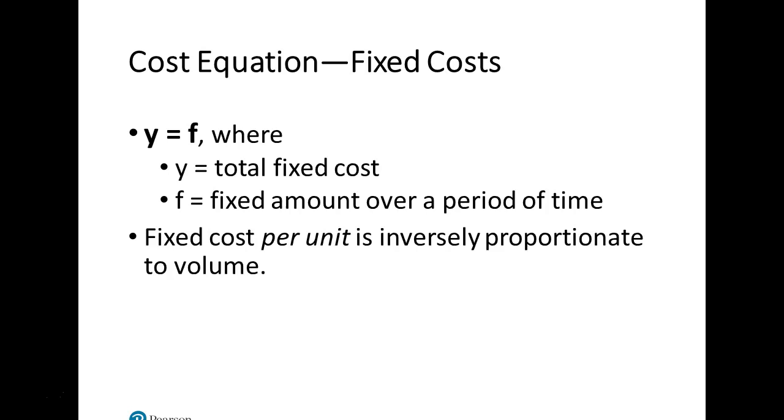Again, these equations are not very hard because they really make sense. We want to know what our fixed costs are. Our fixed cost is going to be the total amount of cost for the period. There's nothing else to add to it. Y is going to be equal to F, because our fixed costs are essentially a straight line.